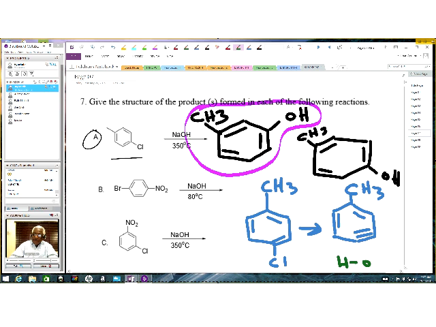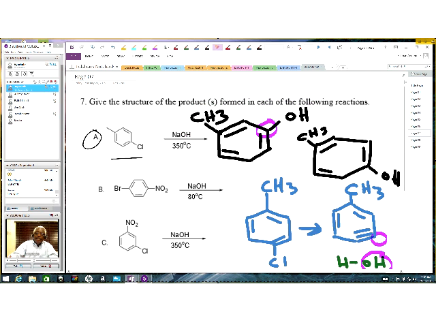So this is your initial benzyne. Now, once you form your initial benzyne, keep in mind you now have water here. The reason why you form two products is that it is possible that the hydroxy could add to this carbon here. In that case, you form this product. Oh, I'm sorry, take that back. In that case, you form this product right here.